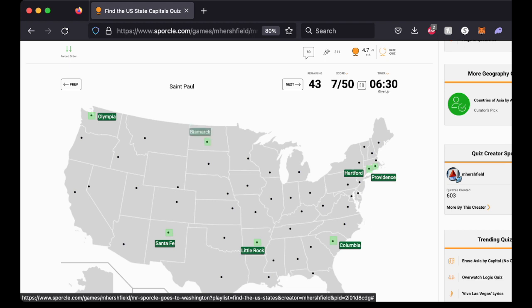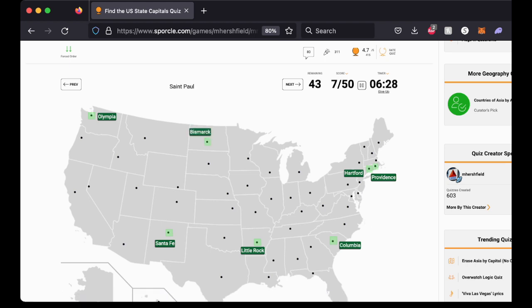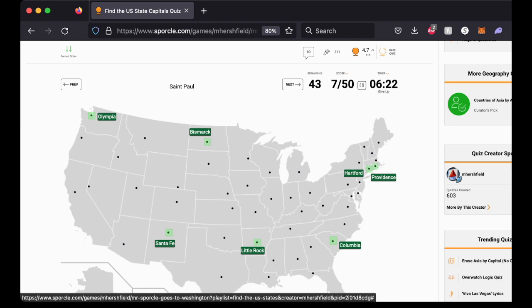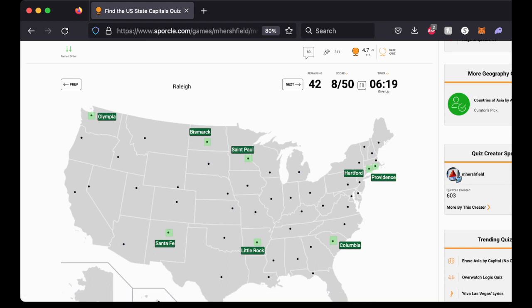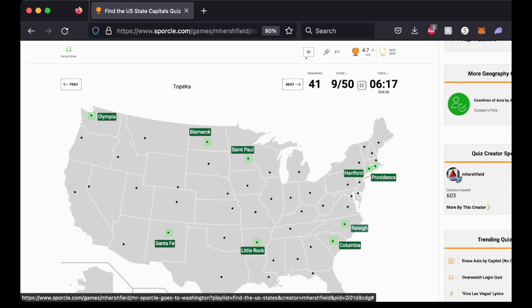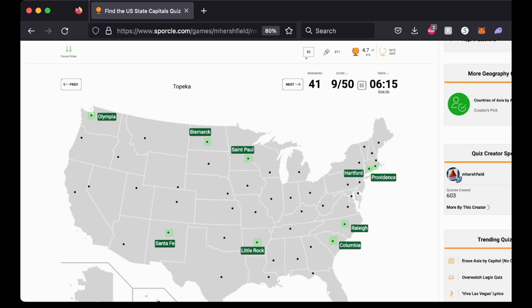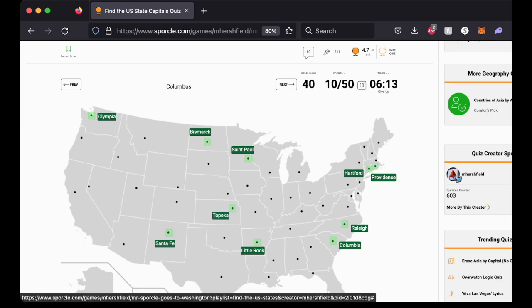Personal fun fact, North Dakota was the last state I visited to reach the 50, but alright. St. Paul is the capital of Minnesota. Raleigh is the capital of North Carolina. Topeka is the capital of Kansas. Columbus is the capital of Ohio. Charleston is the capital of West Virginia.